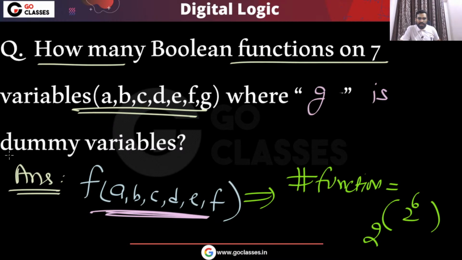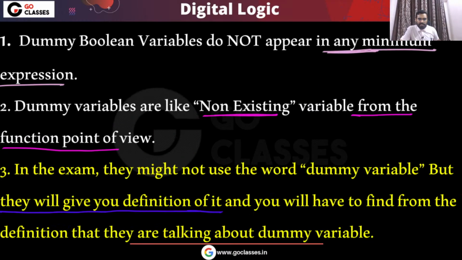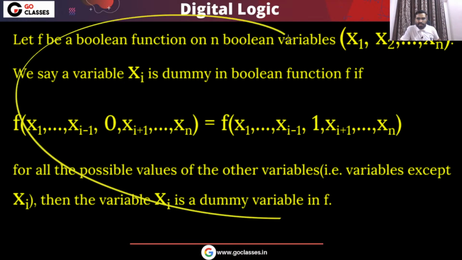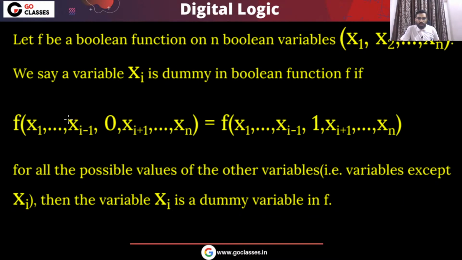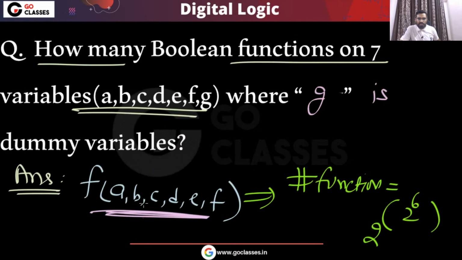Remember, in the GATE exam they will not give you the word dummy variable. Again I am saying, this is not a standard terminology. In the standard books you will not find this, but in the GATE exam they will give you the definition, and then they will ask you this question after giving this definition. Very simple. Because g is a dummy variable, you can just forget about it. So for f, just forget about g.